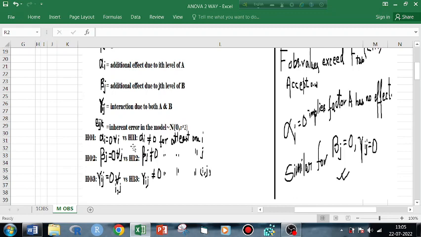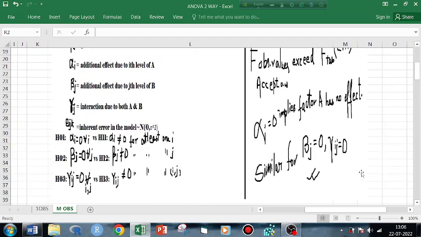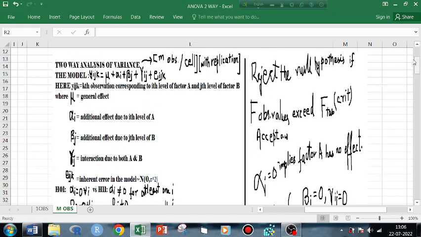And the third hypothesis is that there is no significant effect on the responses due to this interaction effect gamma ij, against the alternative that yes, there is a significant effect on the responses due to this interaction factor gamma ij. Now our test rule, I'm sorry for my handwriting. We reject the null hypothesis if the F observed values exceed the F critical values, and we accept the null otherwise, if the F observed values are less than the F critical values.